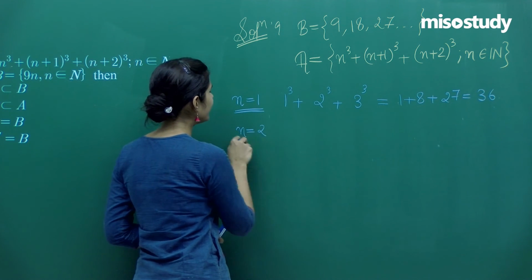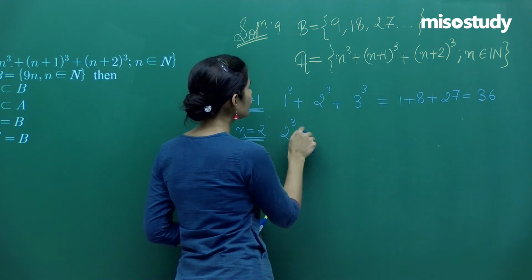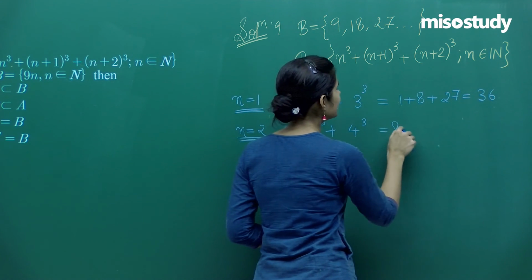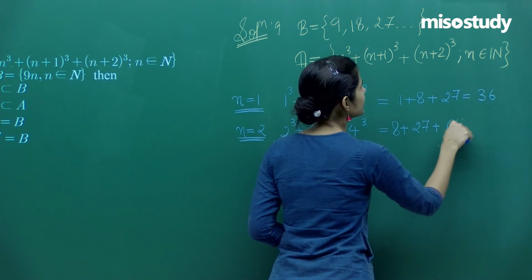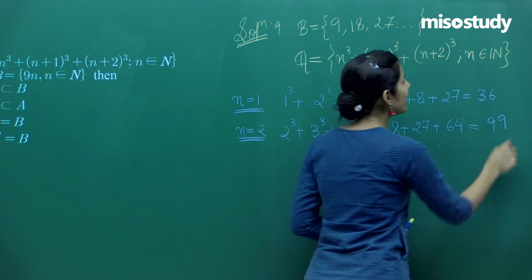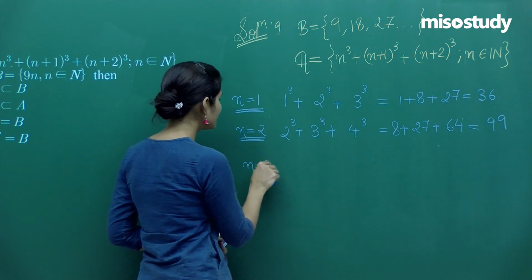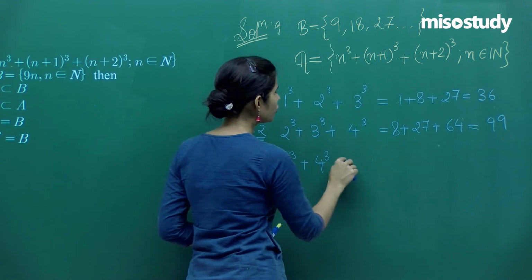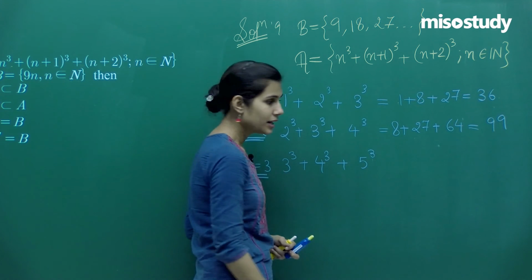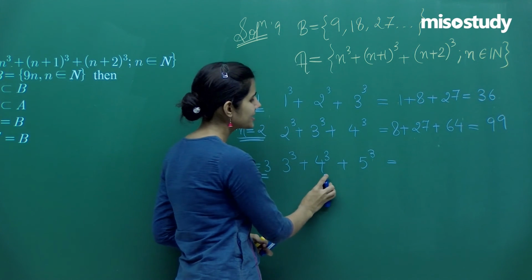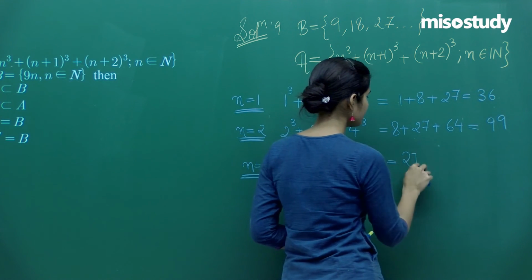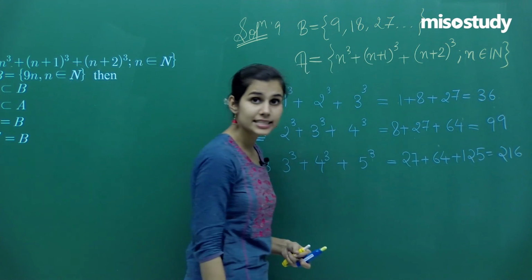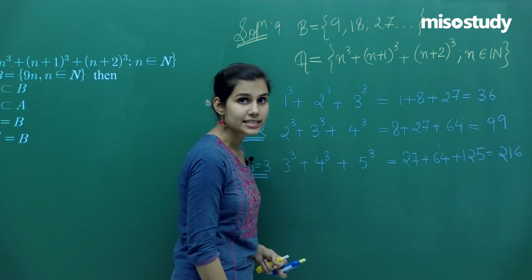Next, if I put my n equal to 2, what I get is 2 cube plus 3 cube plus 4 cube, which is 8 plus 27 plus 64, which is going to give me 99. If I start with n equal to 3, I am going to get 3 cube plus 3 plus 1 is 4 cube plus 3 plus 2 is 5 cube, which is 27 plus 64 plus 125, which is going to give me 216. If you keep on proceeding like this, there is a pattern.